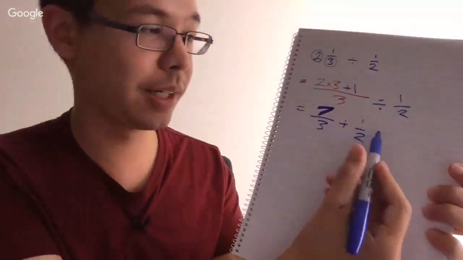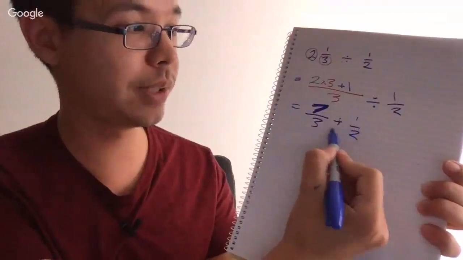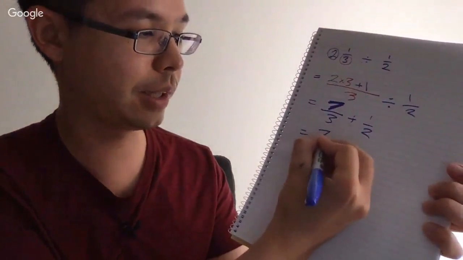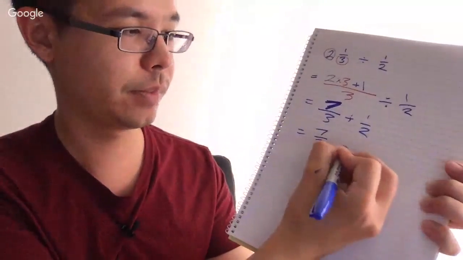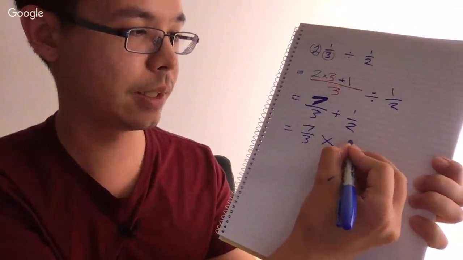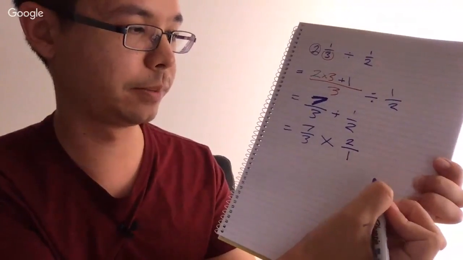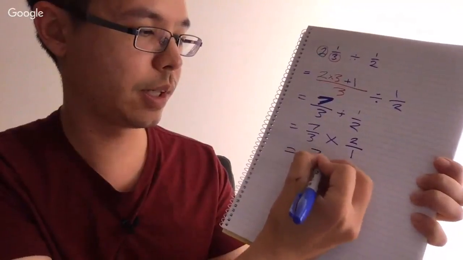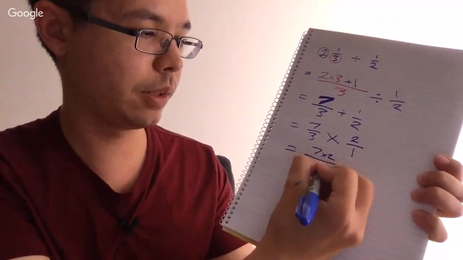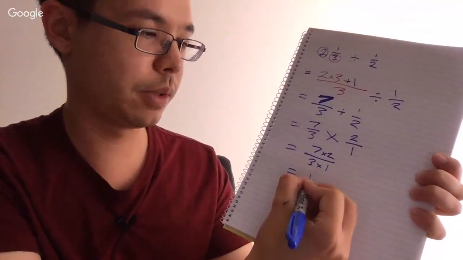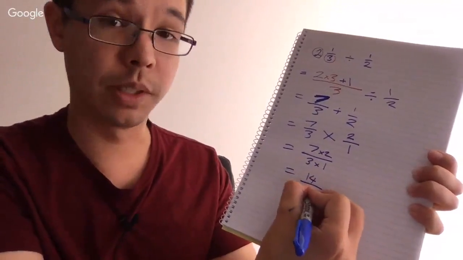Now we just reciprocal the fraction and change this division into a multiplication. I'll leave the first one alone. This one is now changed because I'm flopping the other fraction upside down, so it becomes 2 over 1. So I get 7 times 2 divided by 3 times 1. So 7 times 2 is 14. 3 times 1 is 3.